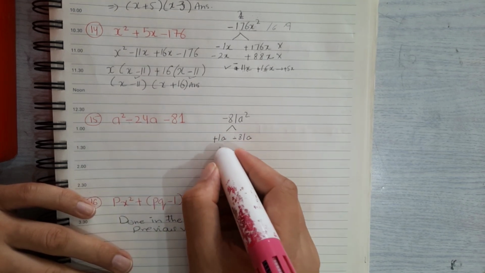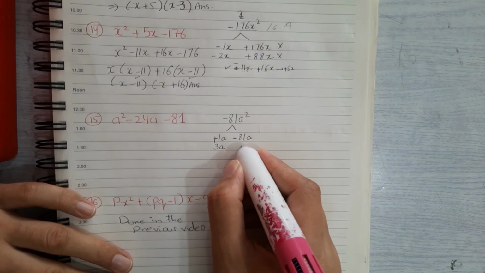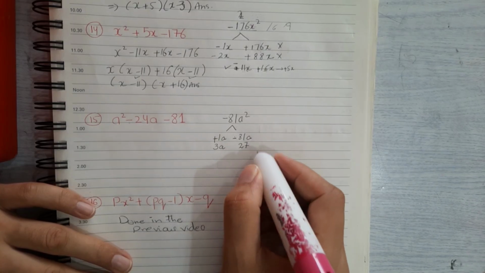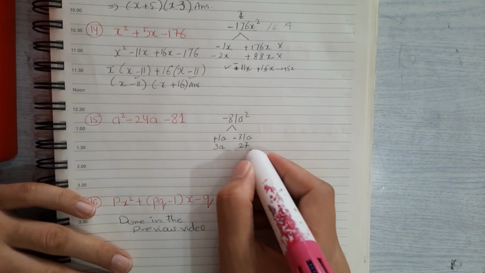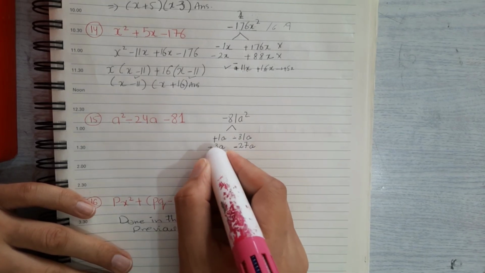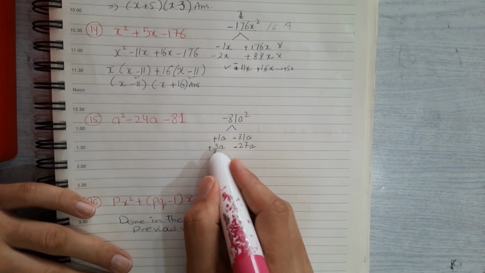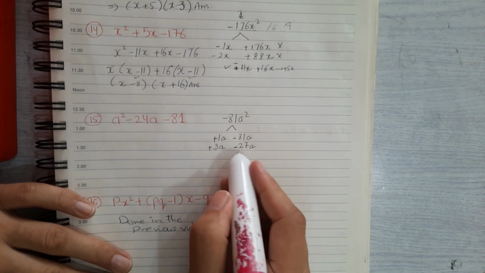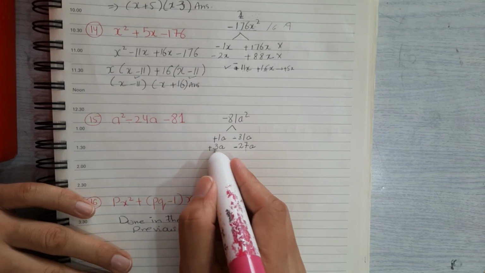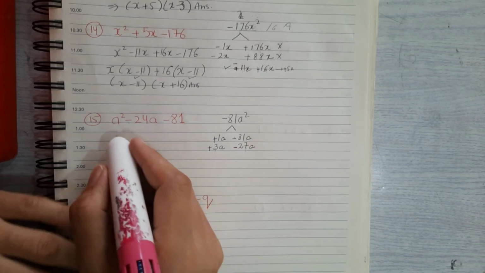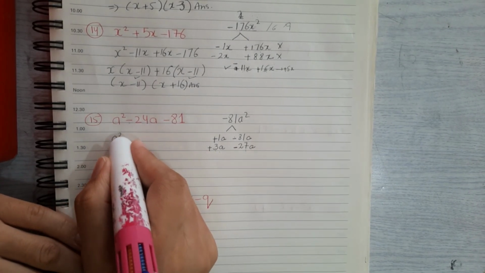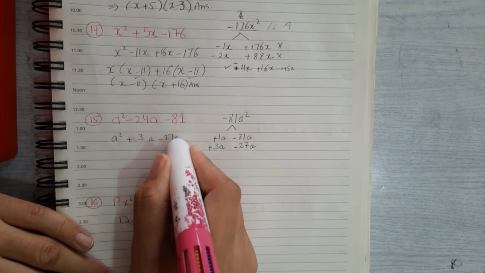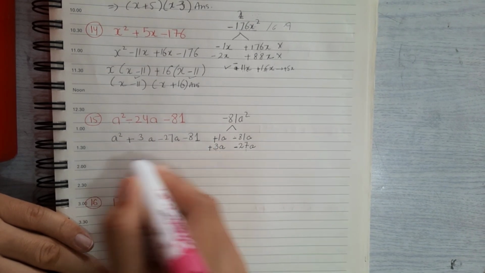If we try some other factor, 3a multiplied by 27a, 3 times 27 is 81, and we have a minus and we have a plus. Let's try subtracting these two, to see whether we get minus 24a or not. So yes, we are getting 24, because 27 minus 3 is 24. So we can use this factor over here: a squared plus 3a minus 27a minus 81.